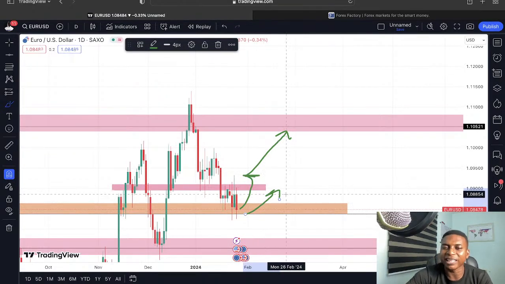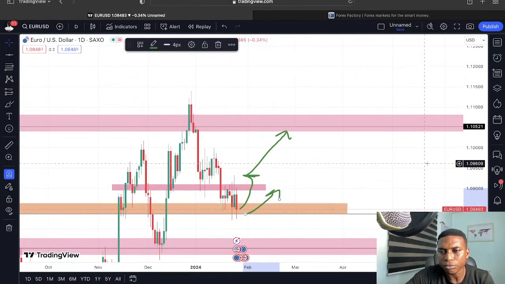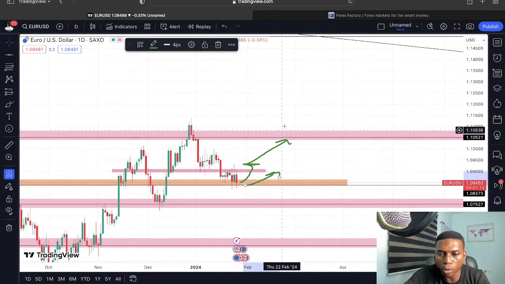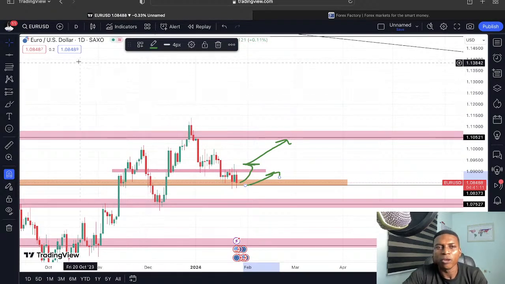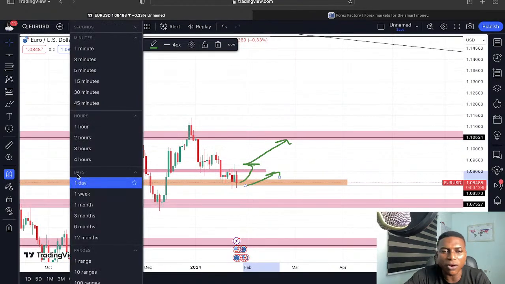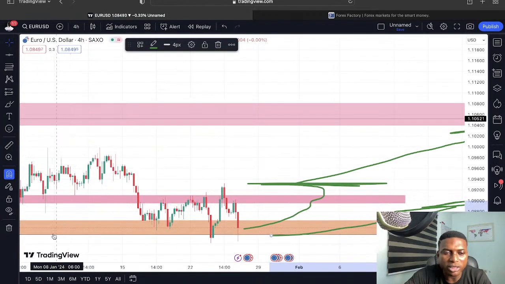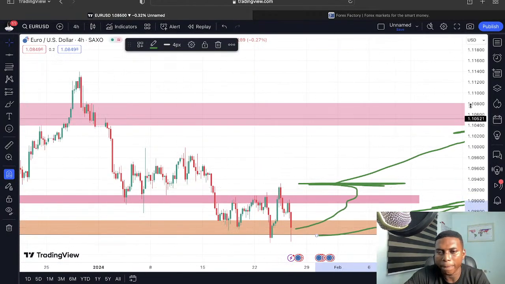So currently market is at a demand zone, and we'll take another leg upwards. All right, so this is the daily time frame. Let's go down to the 4 hours time frame for intraday traders to see what is actually going on.